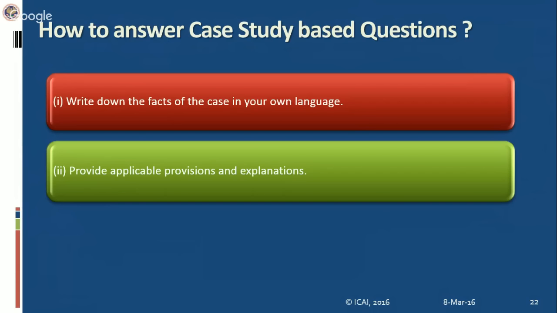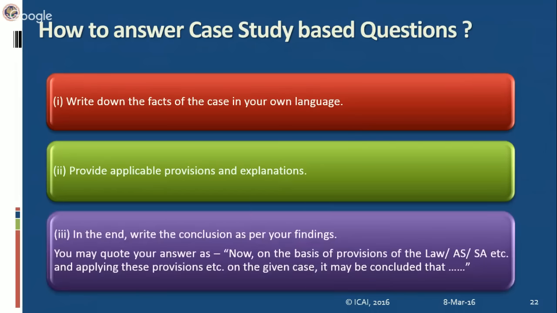Write down the facts of the case in your own language. Please remember, do not copy the language which is written in the question paper itself. Provide applicable provisions and explanation, and then write the conclusion part as per your findings. You may quote your answer as conclusion part. You should write like this: now, on the basis of provisions of the law, AS, SA, etc., and applying those provisions to the given problem, it may be concluded that. So this is how you should write the conclusion part.